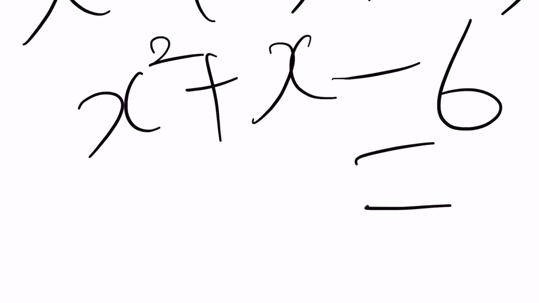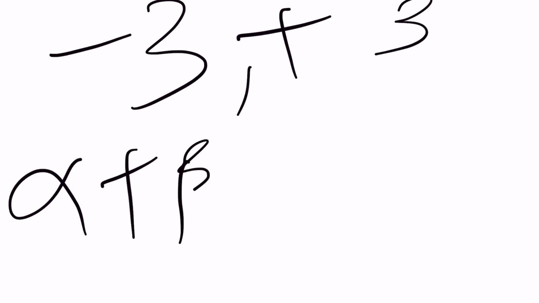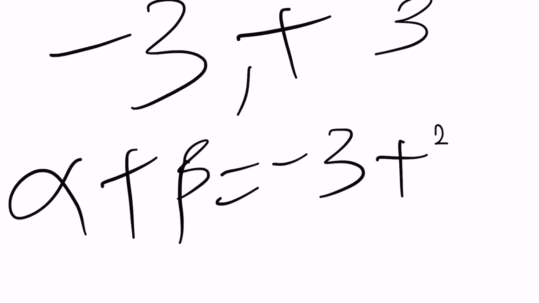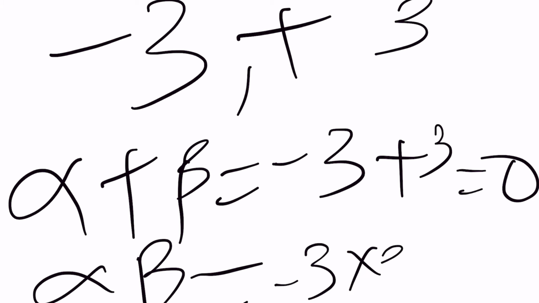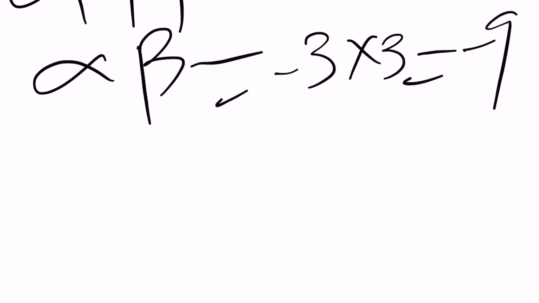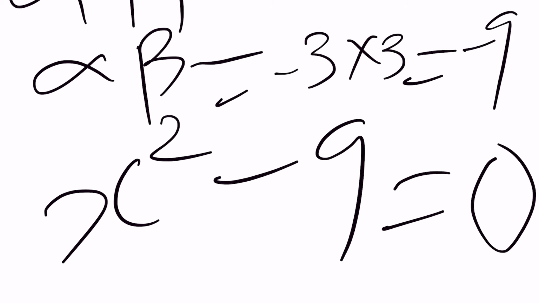So where we have minus 3 and 3, alpha plus beta will be minus 3 plus 3, which is 0. And here we have x squared minus 9, which equals 0.